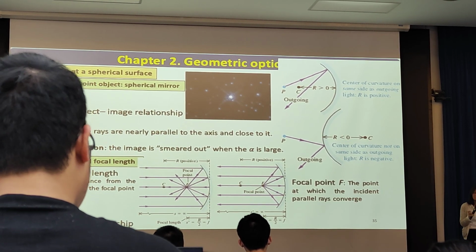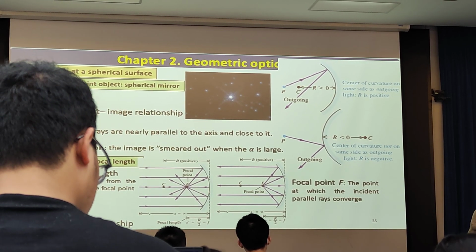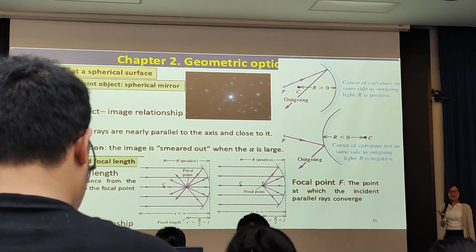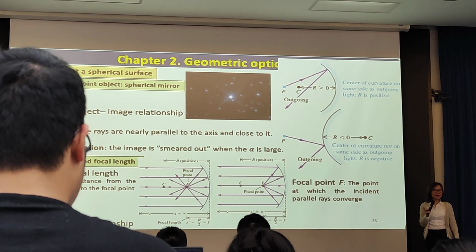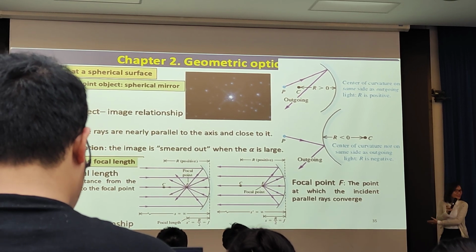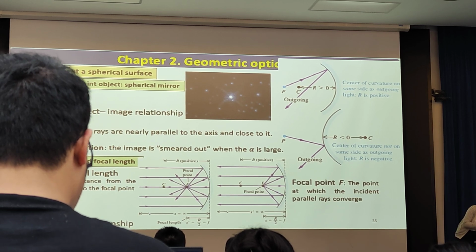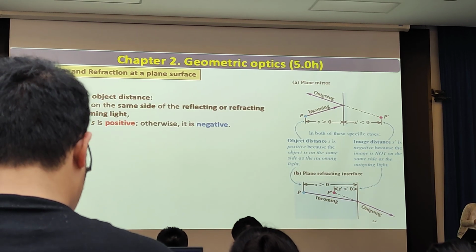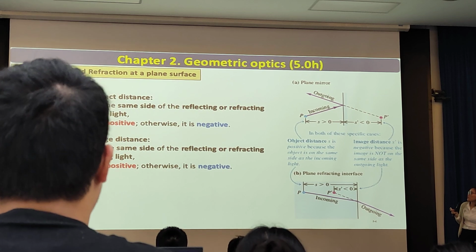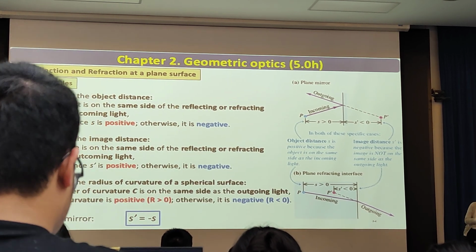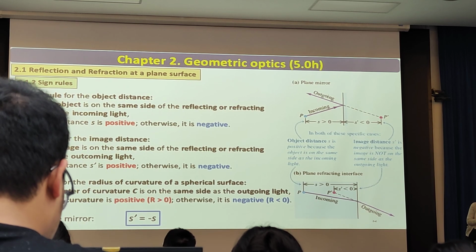Okay, you still remember the sign rule? Who remembers sign rule? S-I-G-N rule, sign rule. Because we are in the geometric optics and sign rule is extremely important. No? Okay. Okay, here. So the sign rules, which is the basic, simple but very important, very critical one.